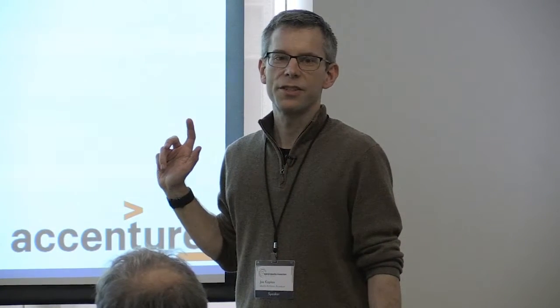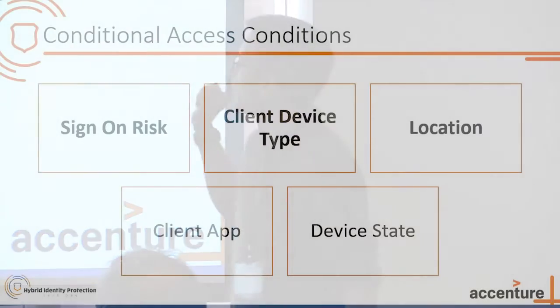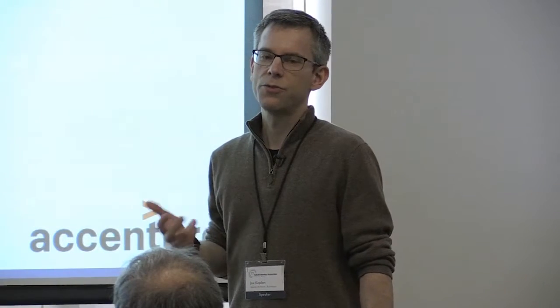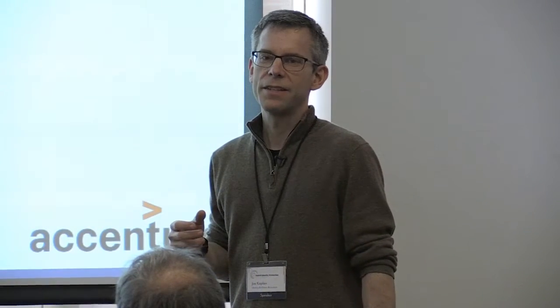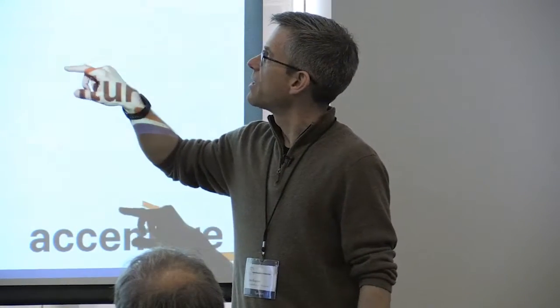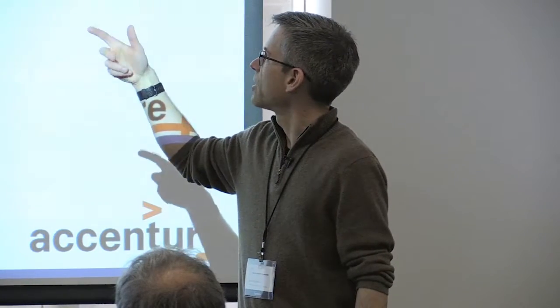I'm going to move on to conditions. We good to go to conditions? Yep. Okay, cool. So I'm not going to talk about all the conditions. There's a number of different types of conditions, but I'm going to drill down on a few of these. Sign-on risk is a condition. This is related to a feature within Azure AD Premium P2 called Azure AD Identity Protection, usually called risk-based authentication. We'll talk about it in a second because I've got a slide on it. But that is one of the conditions that you can apply, along with client device type and location.